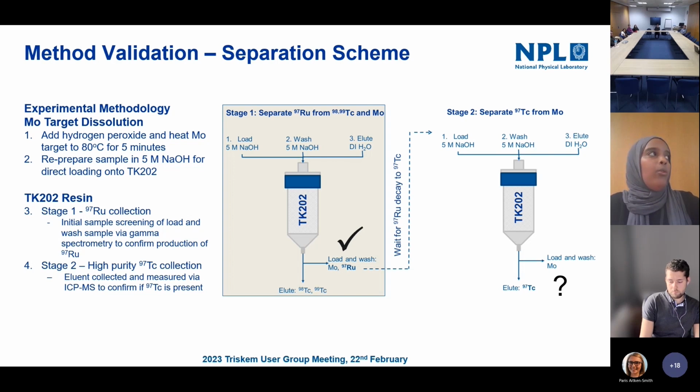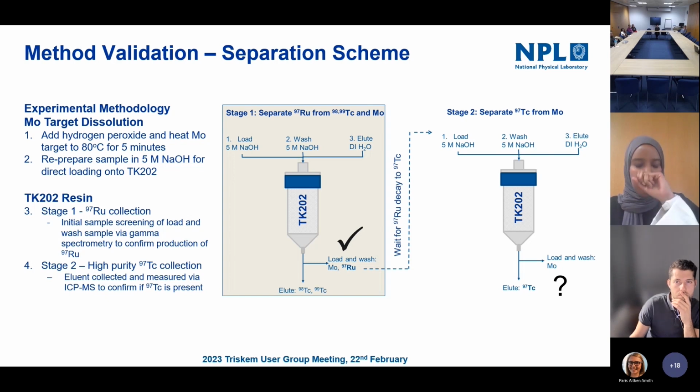The second stage was to wait for the decay of the ruthenium-97 that was collected in this load solution, and in the ultimate wash solutions that were also prepared just to collect some of the ruthenium that might still be bound. And ultimately, after waiting for its decay, we applied the second separation using TK202. But for this stage, what we're interested in doing was to collect the Tech-97 that hopefully should have decayed in, and to remove the molybdenum that might still be present in the sample.